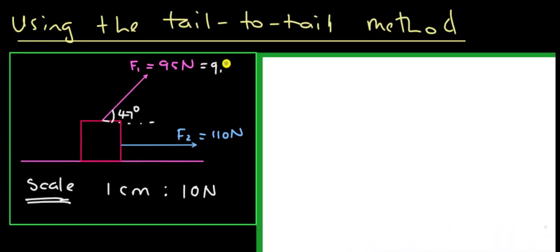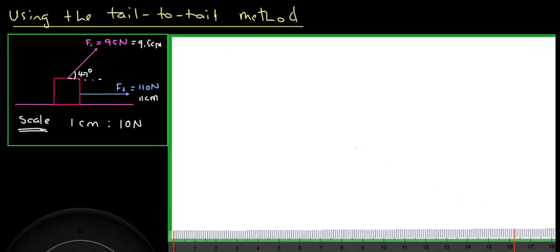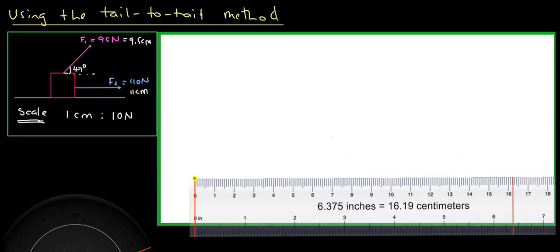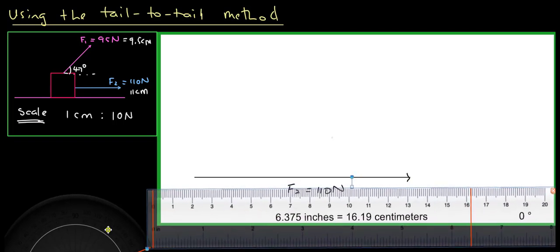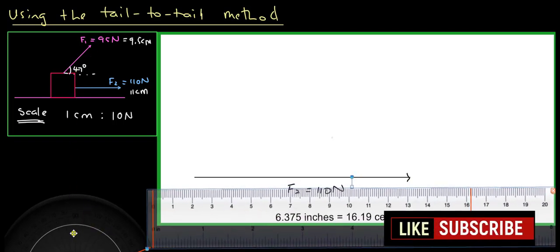So the length of this line should be 9.5 centimeters, and the length of this vector here should be 11 centimeters using my scale. I'm going to start with the F2 here. So from here, I draw a straight line, 11 centimeters. This is my first vector, which is F2, 110 newtons. All right. And then from there, I need to draw F1.